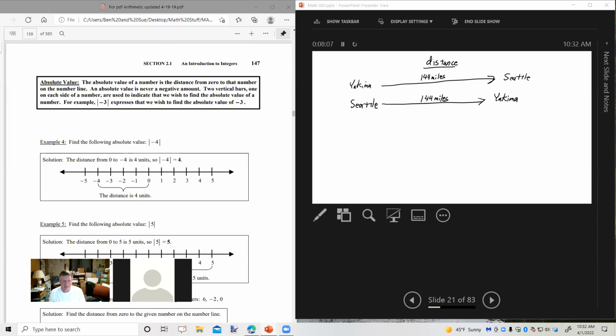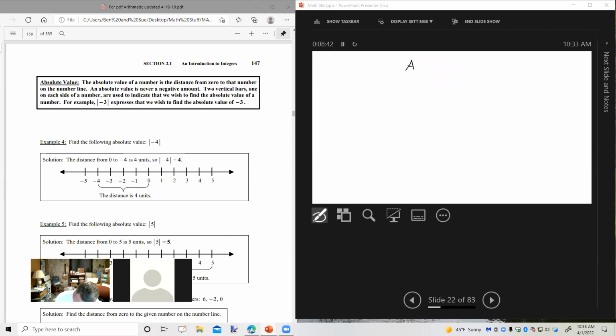The point being, distance is not measured with negative numbers. We wouldn't say, well, from Yakima to Seattle is 144 miles, therefore from Seattle to Yakima is negative 144 miles. Maybe if you didn't feel good about going there, you might think it was negative, but distance is measured with positive units. The one exception to that, and it's kind of bizarre, is how far is it from right here to right here? The answer would be 0 miles, right? But other than that, distance is measured with positive units.